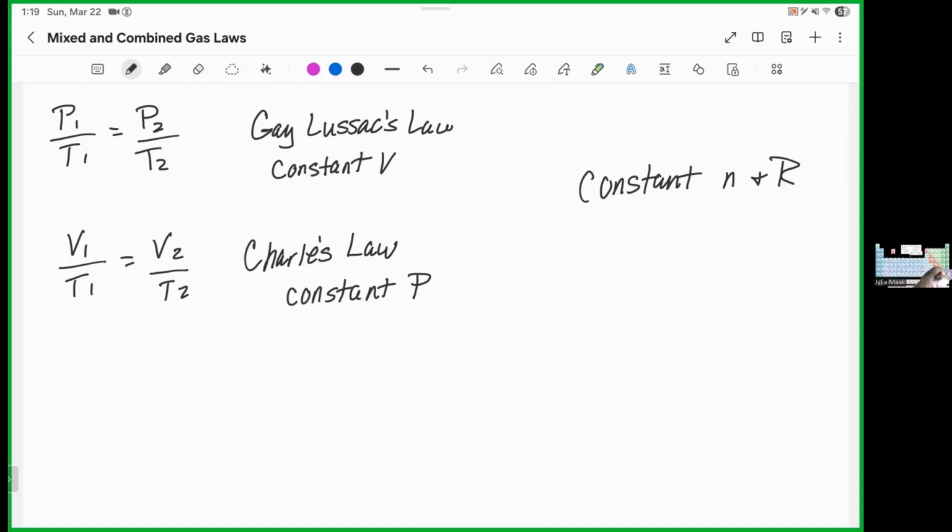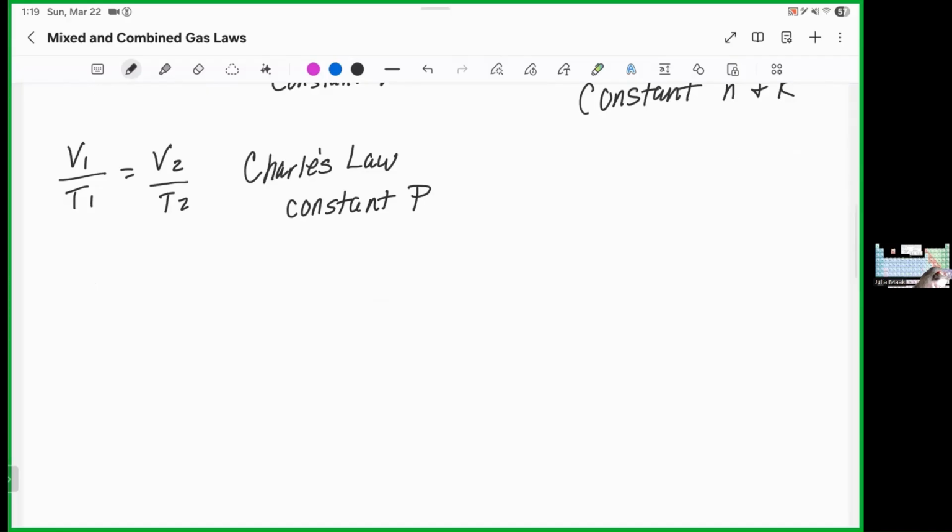Okay, so there is another law that takes into account your first volume and your number of moles, if you are changing your number of moles, and your second volume and your second number of moles. That is Avogadro's law.